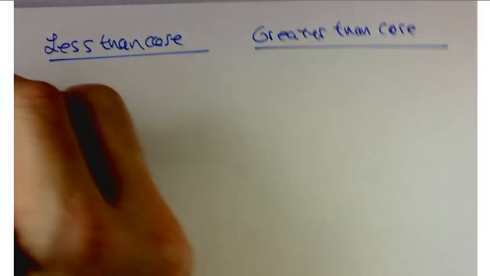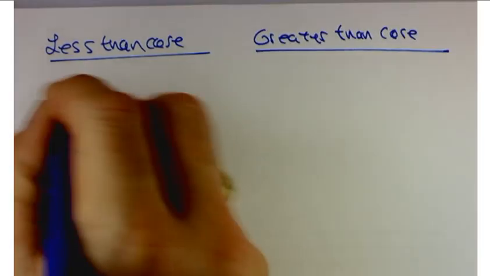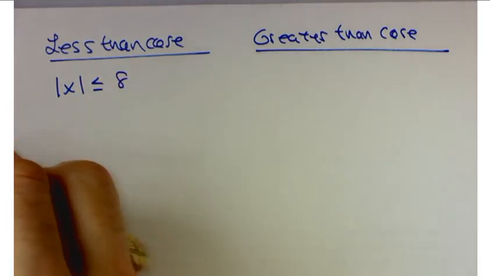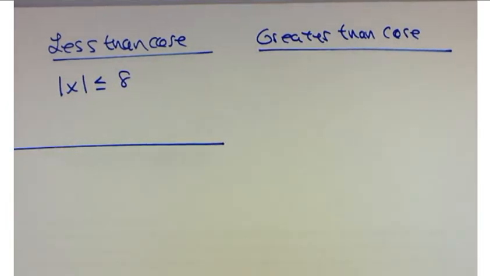So let's start with an example. The absolute value of x is less than or equal to 8. Let's look at a number line.